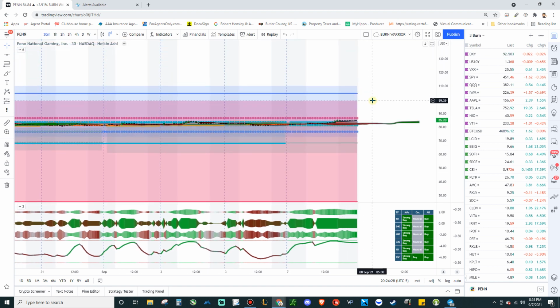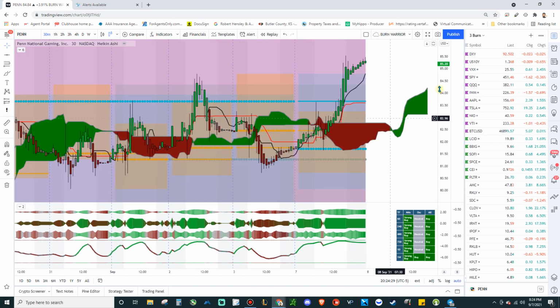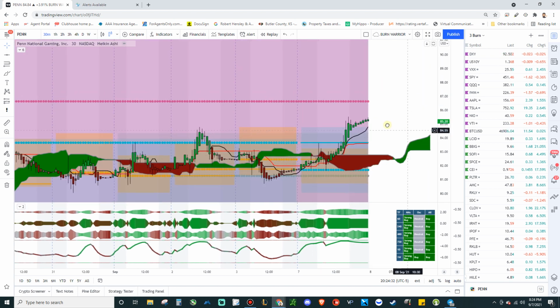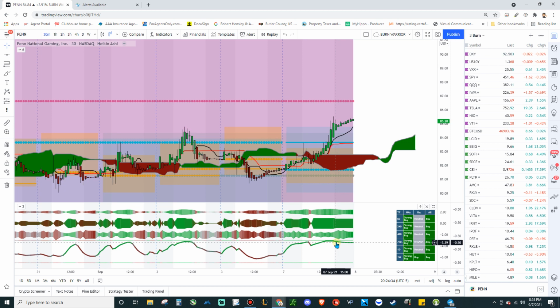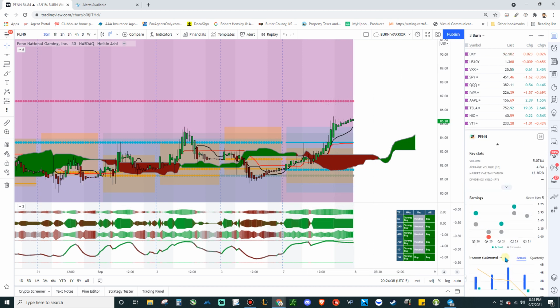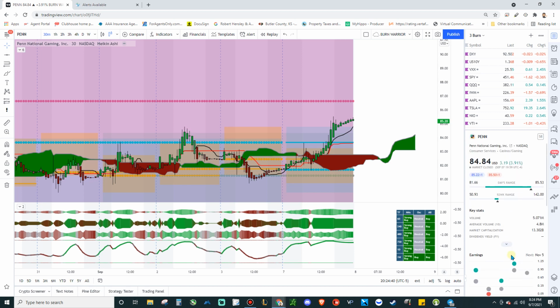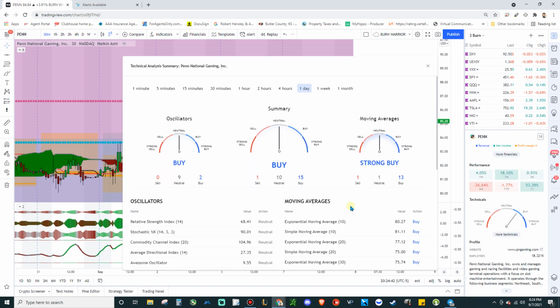We got the yearly level there. So then I got levels built in automatically. I got the trend on the 30-minute. Then I've got the trend based on the moving averages and oscillators, basically on all time frames. I'm going to show you what this TradingView does for you as far as these technicals.